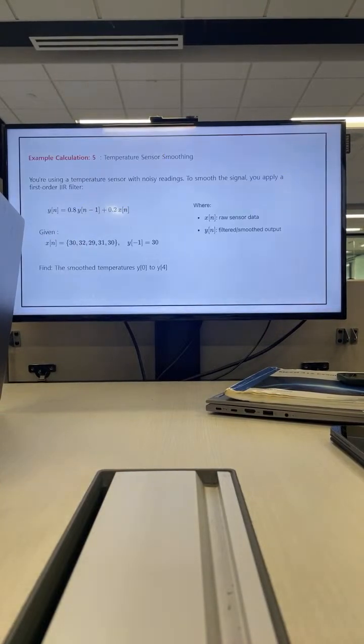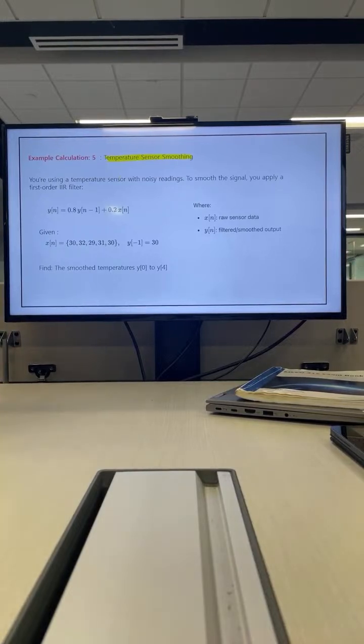Okay, now let's go for a simple temperature sensor, and let us see how effective it is in smoothing the curve or removing the noisy signals in your sensor data. So now you are using a temperature sensor with noisy readings, and I need to smooth this signal using my IIR filter. This is the equation, the function y of n.